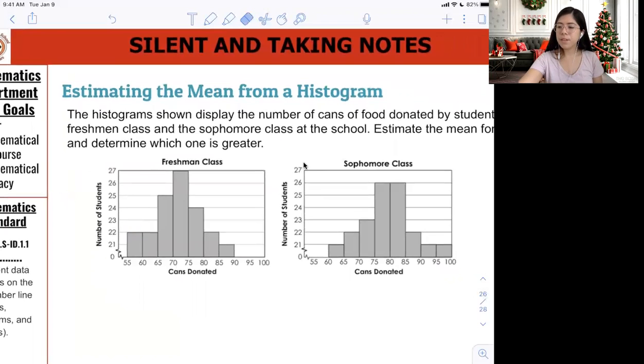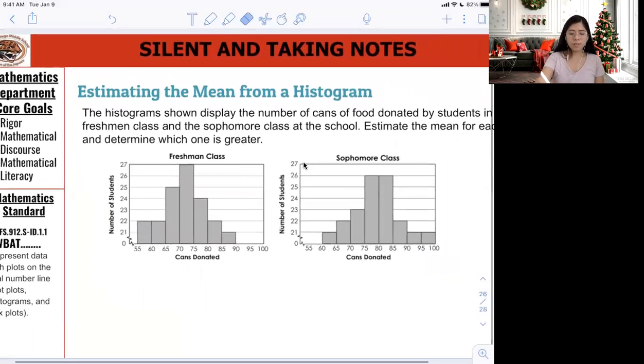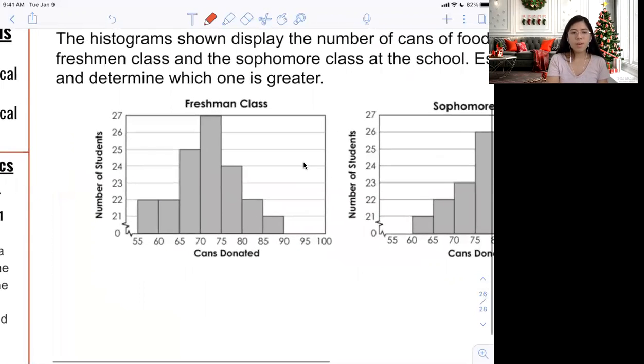So here's what we do. Let me just double check our time. Yeah, we've got time. All right. Here's what we do. First thing is we figure out the total. So in order to figure out the total number of people, let's start with the freshman class. We would have to figure out how many are in each bucket. So like I said, the first bucket, I have 22 and 22 here as well. What about the next bucket?